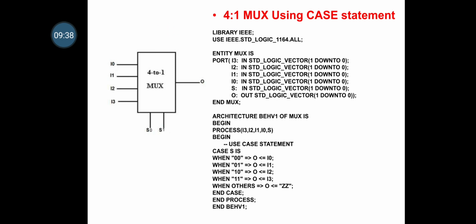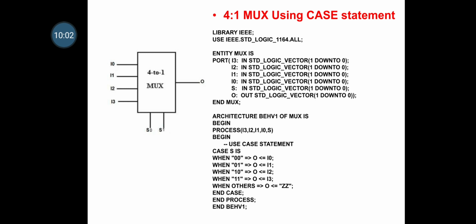Now when we write the entity declaration, we give the name. So mux is the name given to this 4:1 multiplexer. Then the port declaration, that means input and output have to be declared here. So inputs I0, I1, I2, I3, S0, S1 are all declared as input, and O is declared as output. But here standard logic is used, and here we have used the vector form.